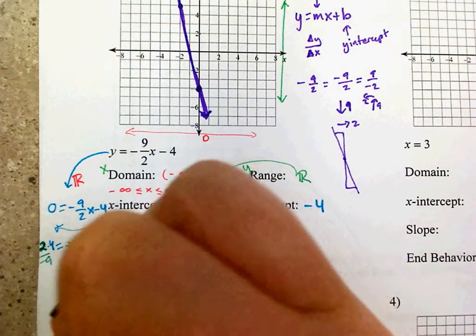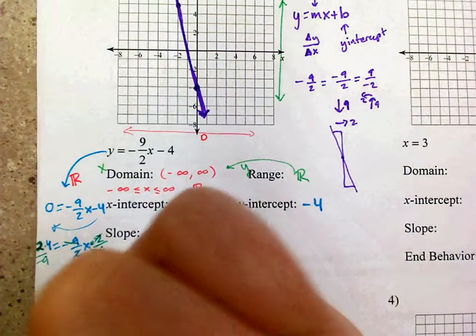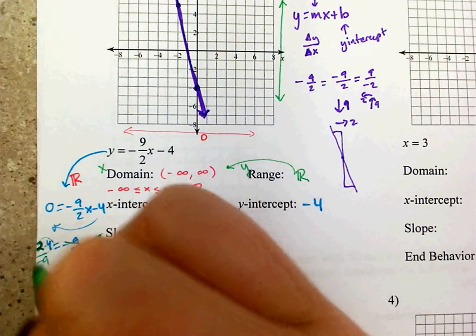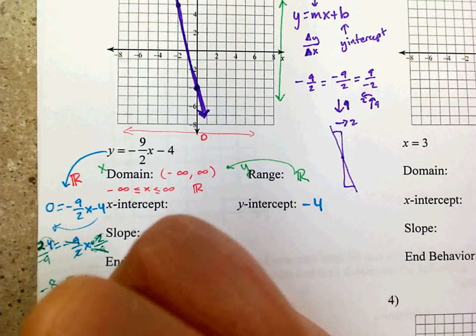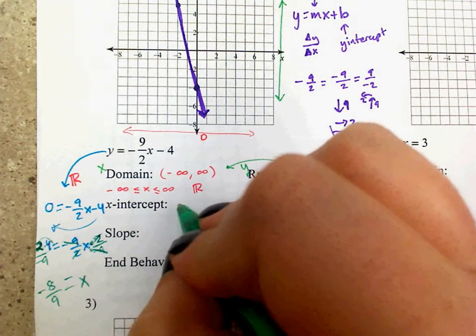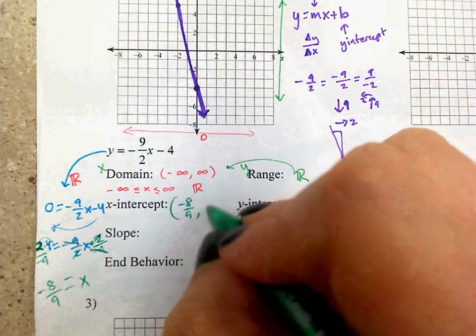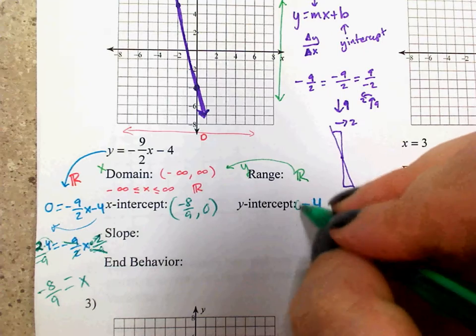And the negative 9 simplifies down to 1, the 2 simplifies down to 1, you're left with x equals 8 over negative 9, float the negative to the top, negative 8 ninths. So the x-intercept is actually negative 8 ninths. Now, if I were to write these as coordinate points, it would be x equals negative 8/9, y equals 0. And in this case, x equals 0, y equals negative 4.